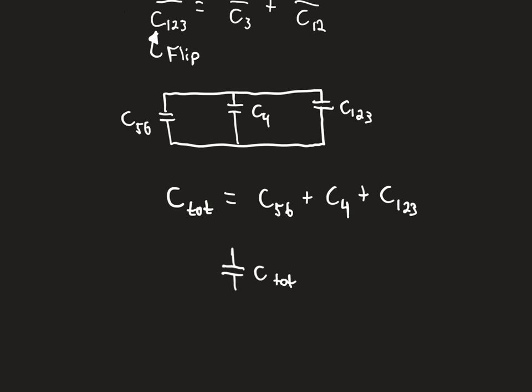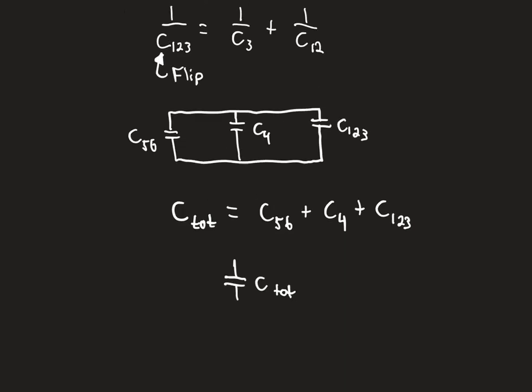Yes? Can you explain again how to identify parallel versus series? If you're going through the circuit and you have a choice of different branches you can take, then these things are in parallel with each other. So if I come into this circuit, if I imagine I'm coming from up here, I can go left, I can go through C56, I can go straight down through C4, or I can go through C123. No matter what, I can choose any one of those. I'm not forced to go through one after another, so they're all parallel.